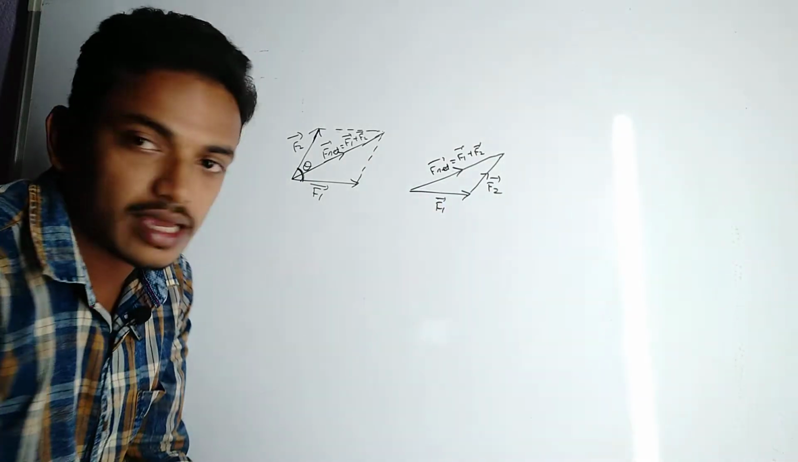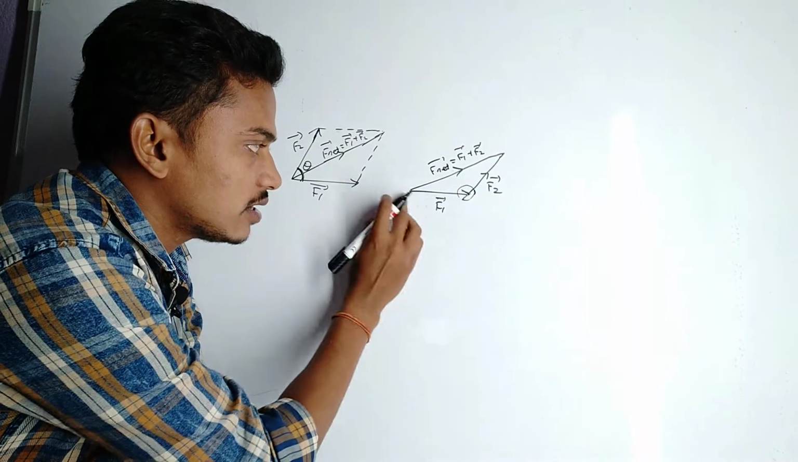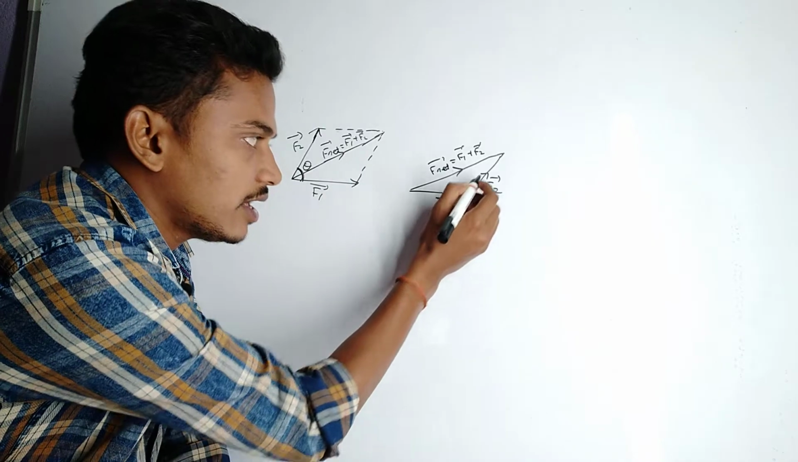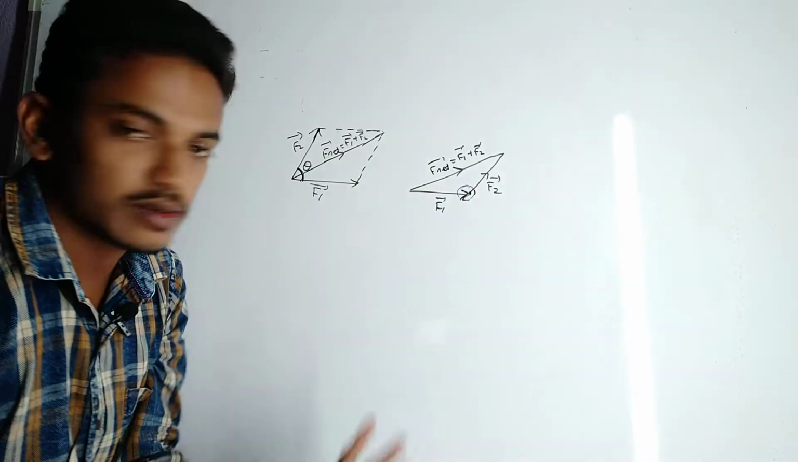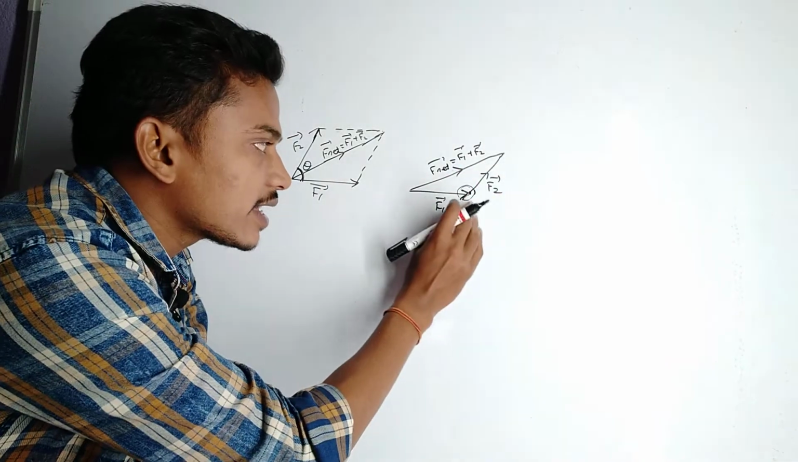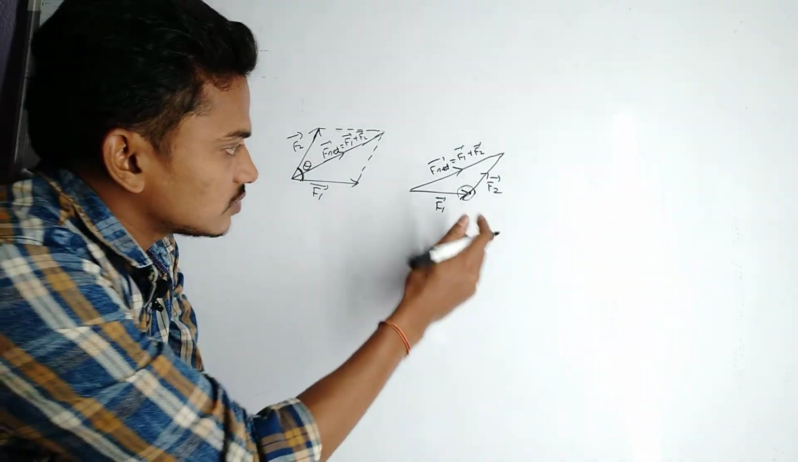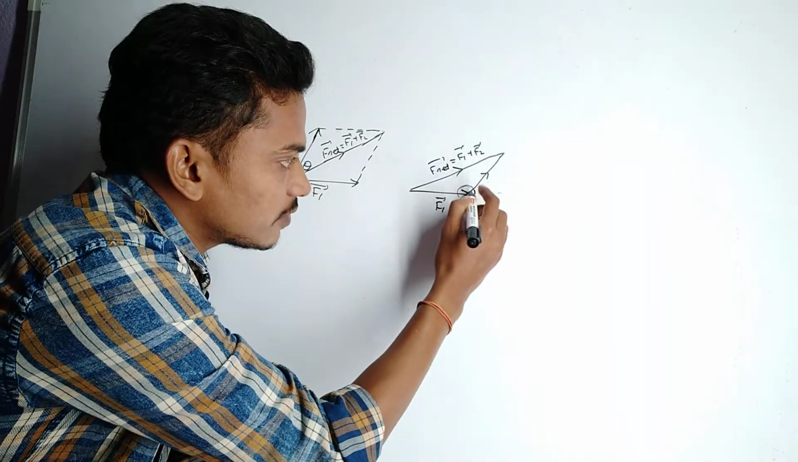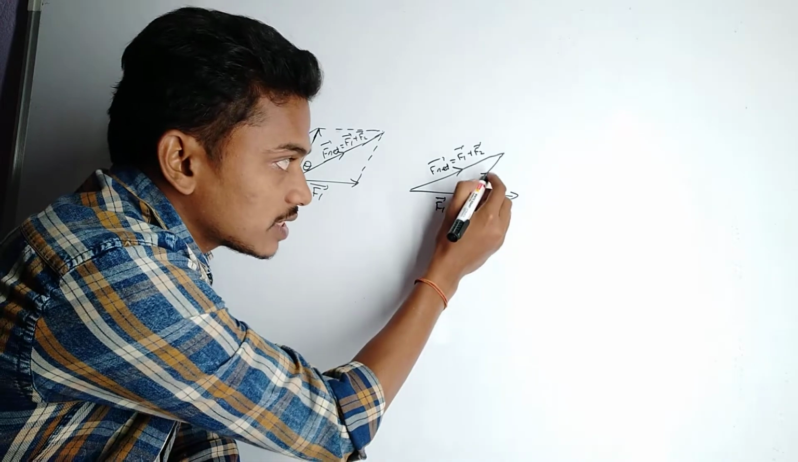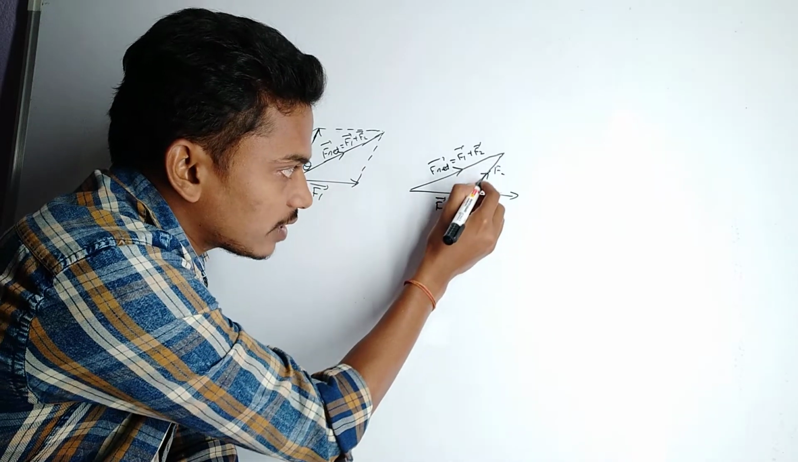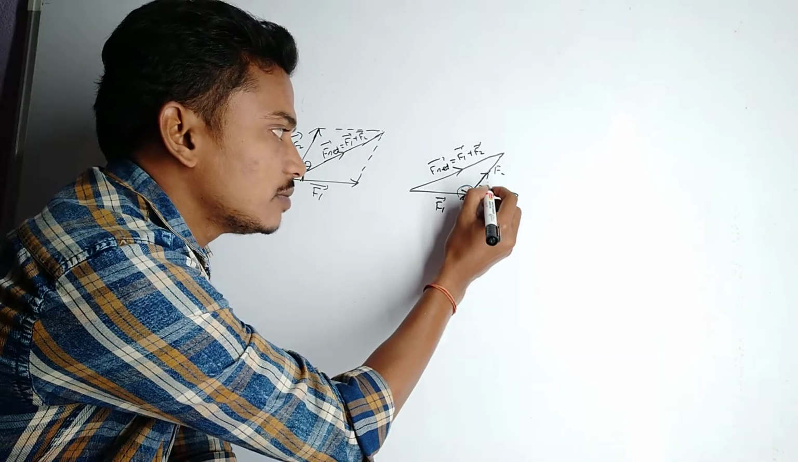In the case of the triangle law of vector addition, the connection is head to tail. You can see this is the head of F1 and this is the tail of F2, so the connection is head to tail and the result will be the third side of the triangle. To find the angle between F1 and F2, the connection should be a tail connection. So produce F1 in the forward direction. This is the tail of F2 and this is the tail of F1, so this angle will be theta now.